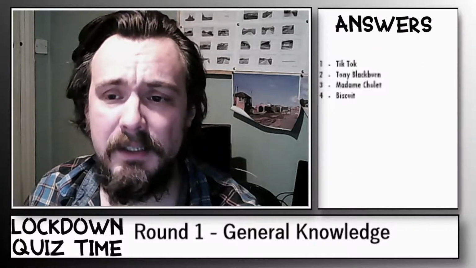Question number 4. What is a Cornish fairing? It's a biscuit. So the answer to question number 4 is biscuit. Question number 5. What is the capital of Chile? It's Santiago. So Santiago is the answer to question number 5.